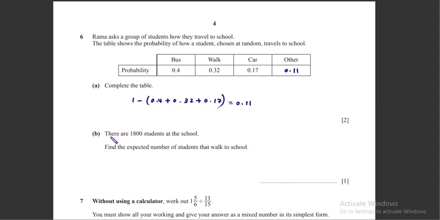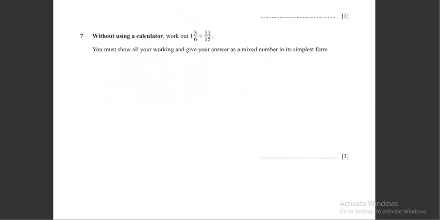The next part of the question is where there are 1,800 students at school. Find the expected number of students that walk to school. To find the number of students who walk to school, the probability is given to us as 0.32. So you simply multiply the probability that is given to us, which is 0.32, with the total number of students, which is 1,800. When we multiply these two together, we get 576. So this gives us the number of students who walk to school.